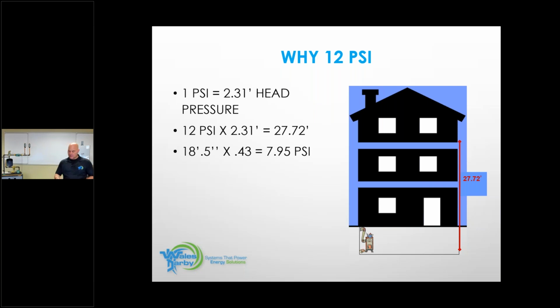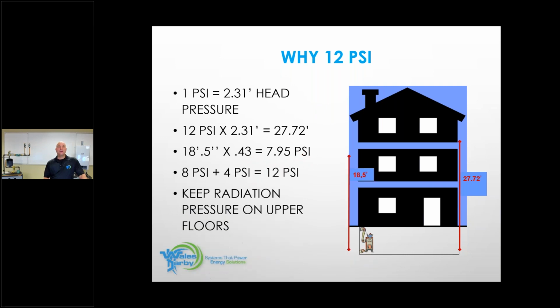So if you measure your lowest point in your boiler to the highest point of water, whether it's an air handler or baseboard on this floor right here, and that's 18.5 feet, we're going to take that and multiply it by 0.43. This is just going to give you a cheat sheet, so to speak. That's 7.95 psi, and then you will always add 4 psi to that. So basically, we're calling this 8 psi. We're going to add 4 to it, and that's going to give us our 12 psi.